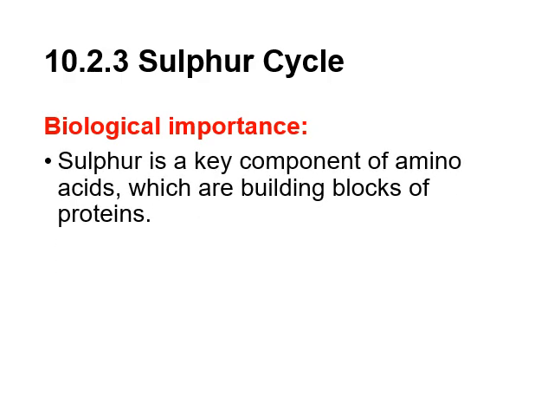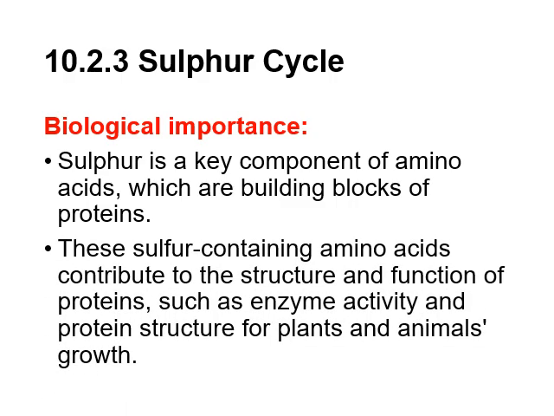Okay, so we continue with the biogeochemical cycles. The last one is the sulfur cycle. So why is sulfur important? Sulfur is a key component of amino acids, which are the building blocks of proteins. So this sulfur-containing amino acid will contribute to the structure and formation of the protein itself, such as enzyme activity and also protein structure for plants and animals.